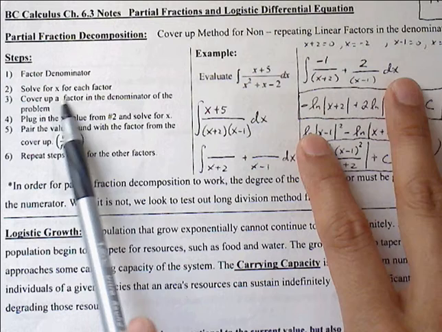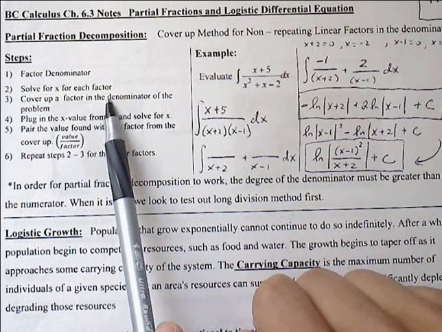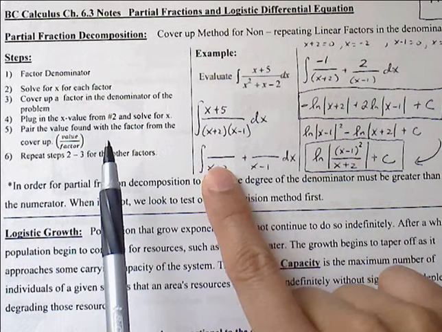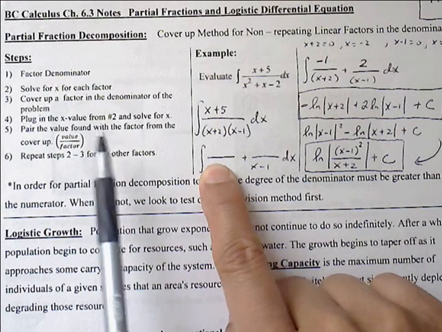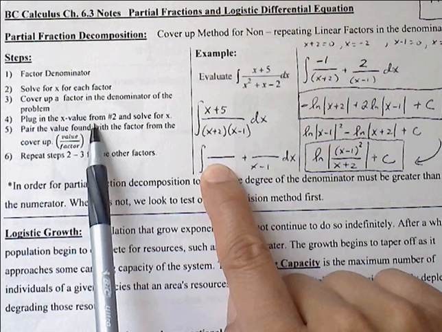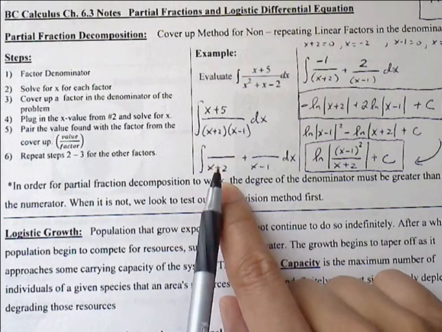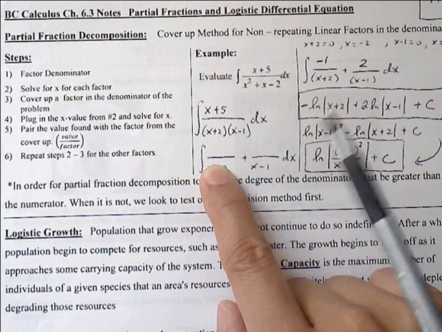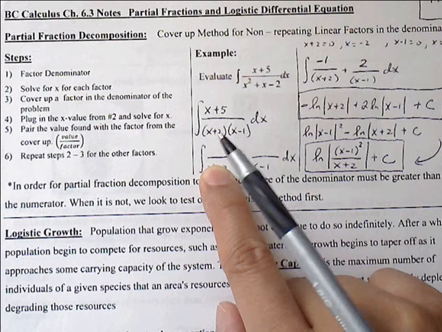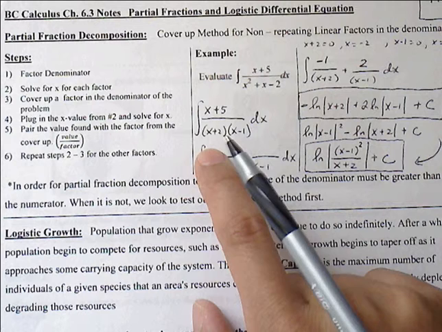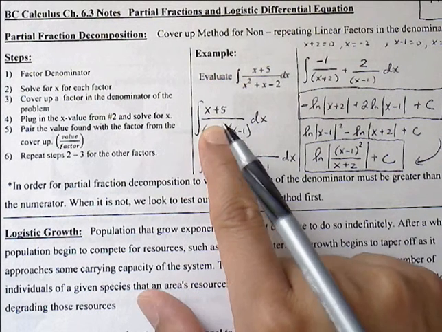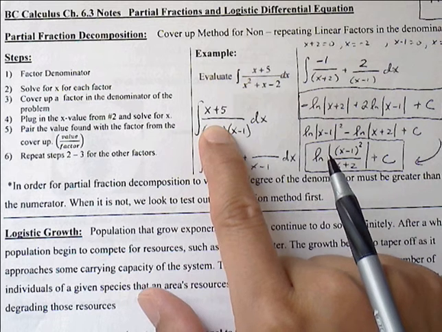Okay. Next, we're going to cover up a factor in the denominator of a problem. So let's first start off by covering up the x plus 2. Okay. So now we're going to plug in the x value that we're covering up, which is negative 2. So we're going to cover this up and then replace every x we see with a negative 2.